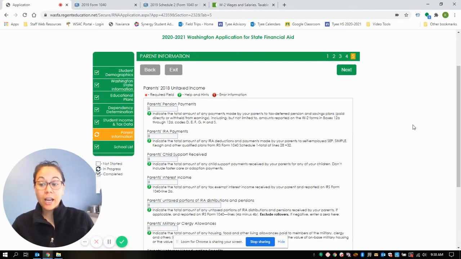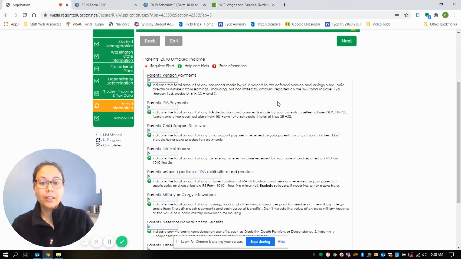And now this is untaxed income. So other sources of income that your parents would have had that is not taxed. On your W-2 again, in the boxes 12A through 12D, you're going to see parent pension payments. Those would be listed as codes D, E, F, G, H, and S. If it's blank there in your W-2, you just leave that as a 0.